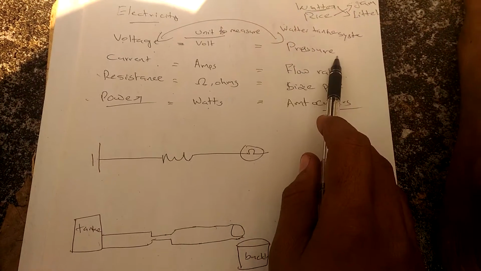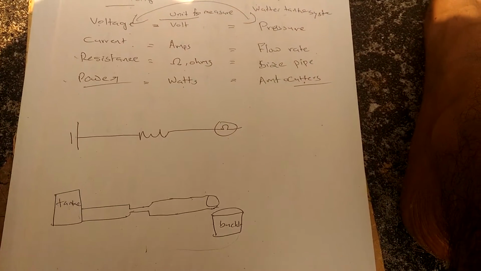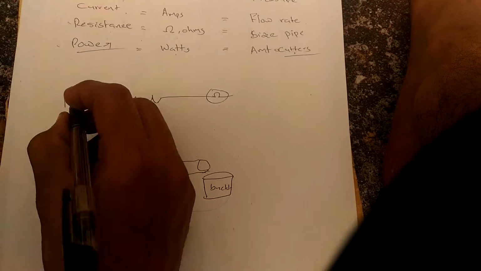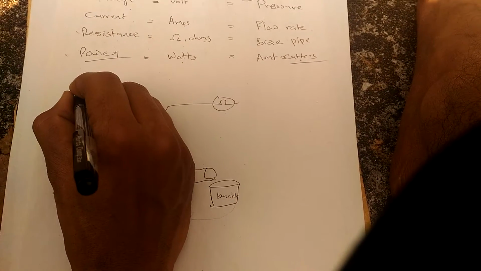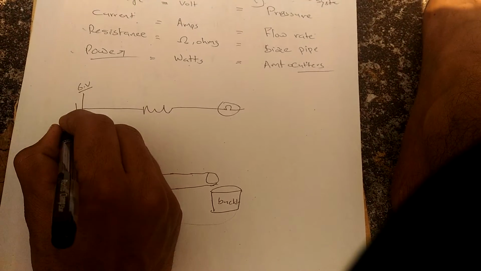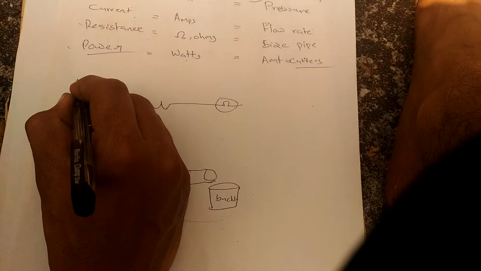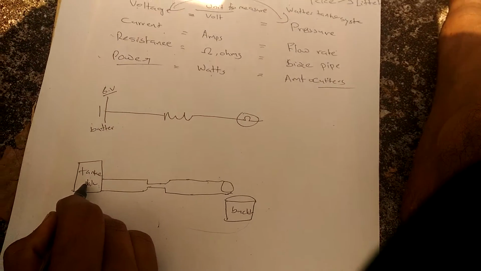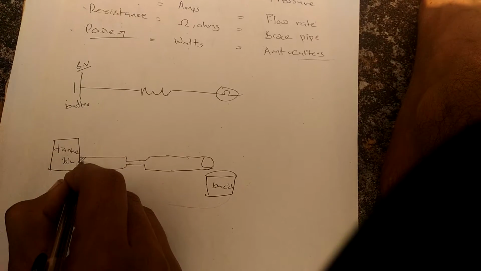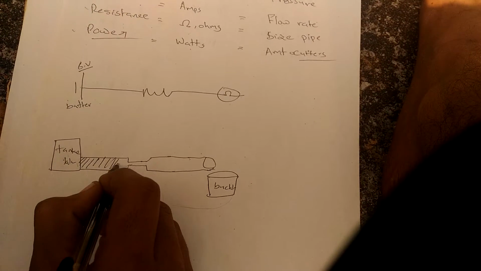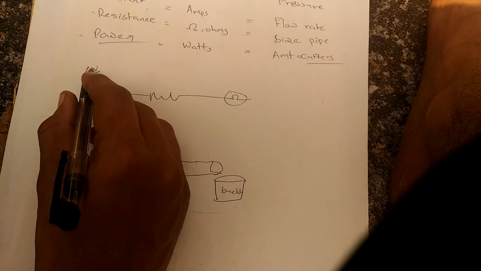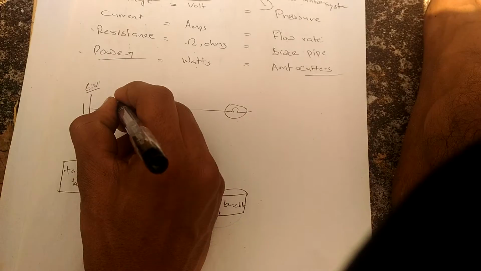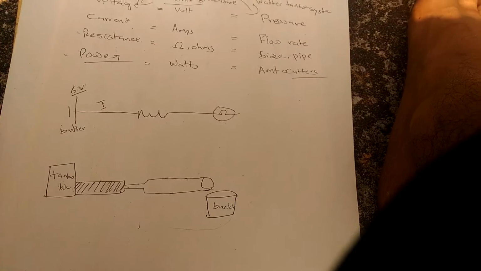I have already said that the pressure in the water tank resembles the voltage. That means the pressure in the water system is in the water tank. Just like that, the voltage in the circuit begins at the battery, let it be 6 volt or anything else. If the pressure increases, the rate of flow of water through the pipe increases. Like that, if the voltage increases, the rate of flow of current also increases.